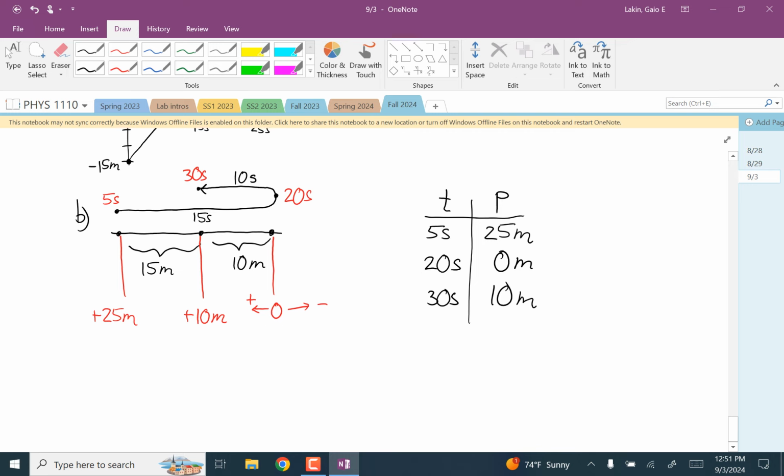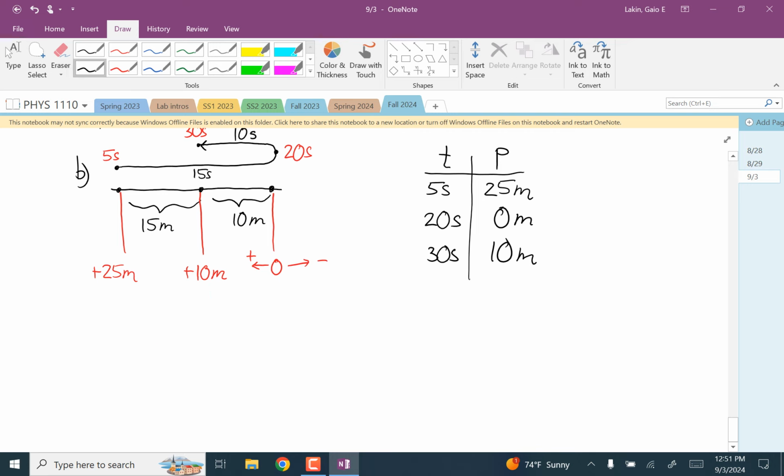And now it's just a matter, again, of plotting out those points. So the position is on the vertical, time is on the horizontal. We have 5, 10, 15, 20, 25, 30.